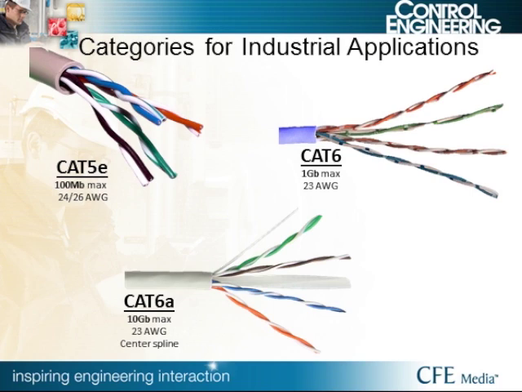So early Cat 6a cables used a center spline to curtail the crosstalk between the pairs, which also creates a thicker overall cable. But lately, the higher quality cable manufacturers have since refined that design so that the newer Cat 6a cables don't need that center spline anymore.